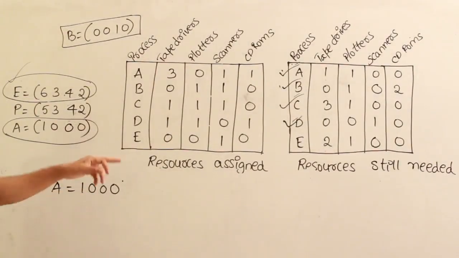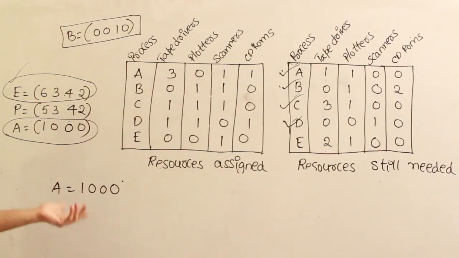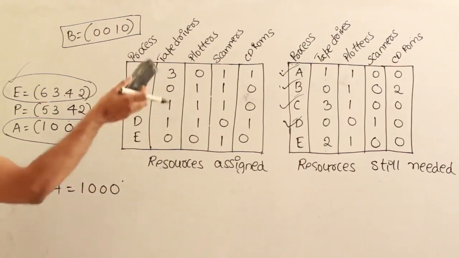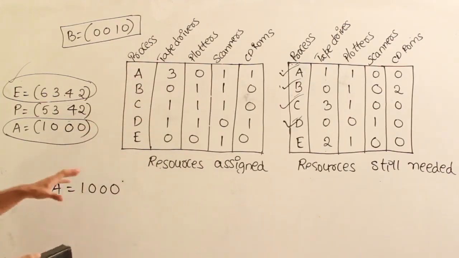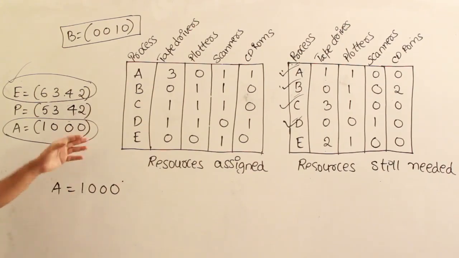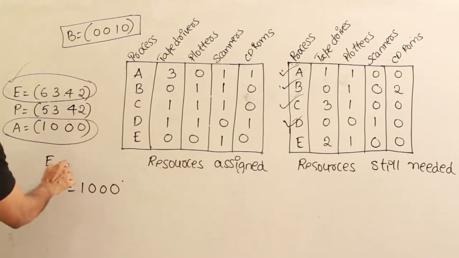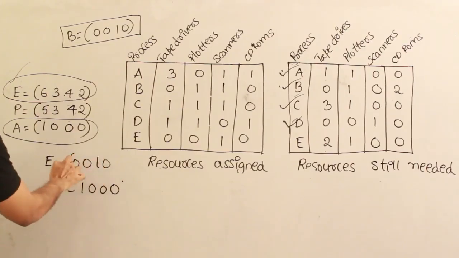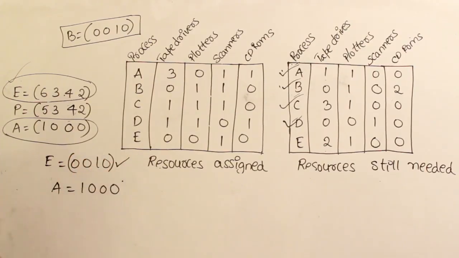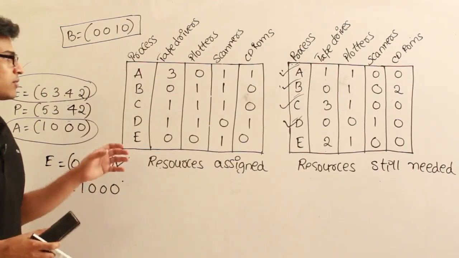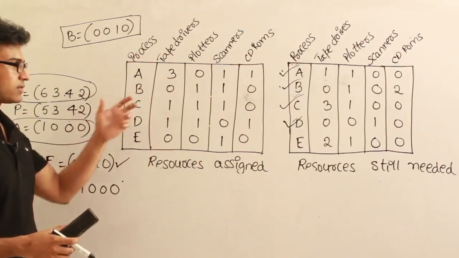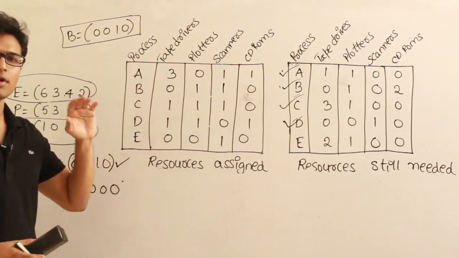Can I satisfy E's need? Even satisfying E's need is not possible. Therefore, you cannot satisfy the need of any process, so it is definitely going to lead to deadlock. So assigning this request to E, what is the request made by E? 0010. Granting this request to E is going to take us to a state which is unsafe. Unsafe means we are not able to find any sequence in which we could satisfy the need of all the processes. Therefore, that is called unsafe.